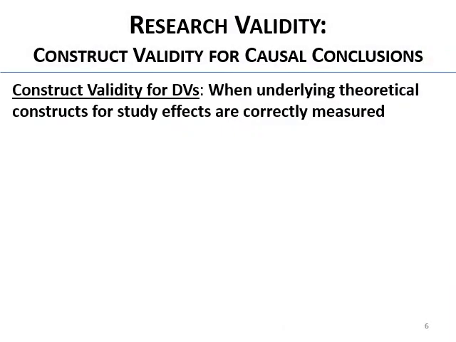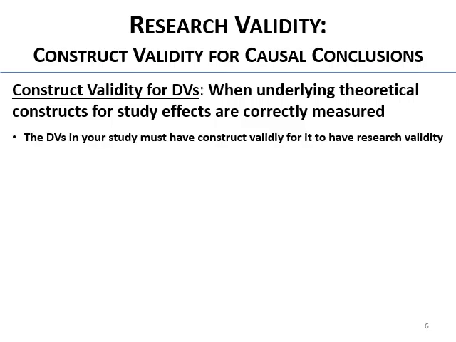Let's switch over to construct validity for our dependent variables. That is construct validity for our effects. You have construct validity for your DV when the underlying theoretical constructs for your study effects have been correctly measured. So in other words, the DVs in your study have construct validity. It's important for your study to have research validity. So you have to have construct validity for your DVs for your study to have research validity. Otherwise, what were you measuring?